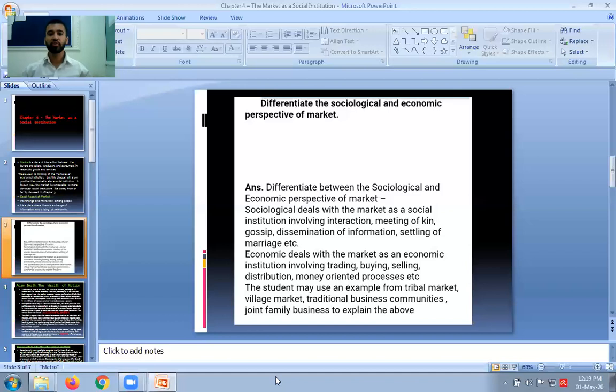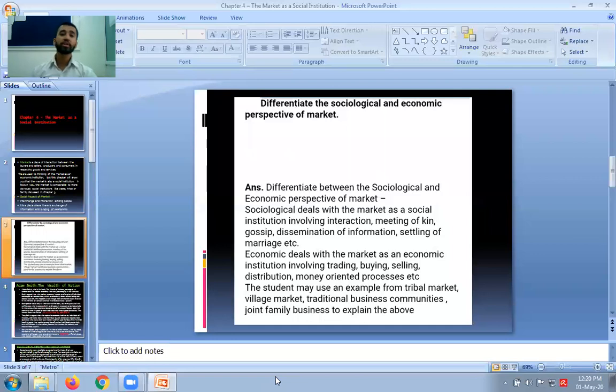So we need to differentiate between these two things, and I hope you will definitely be able to relate with these points that are written in this particular slide. I hope you will definitely understand what is exactly written in this slide. So, differentiate between sociological and economic perspective of market.